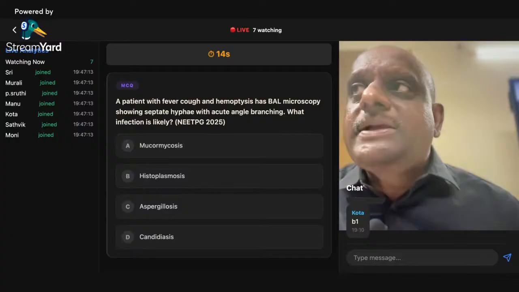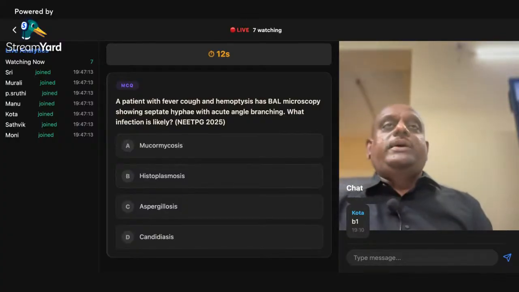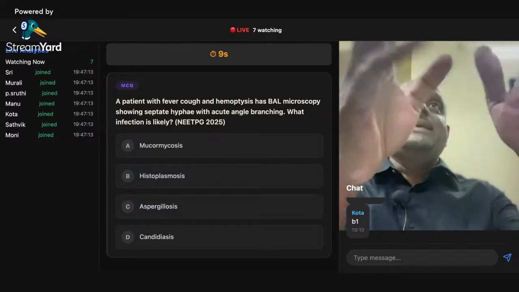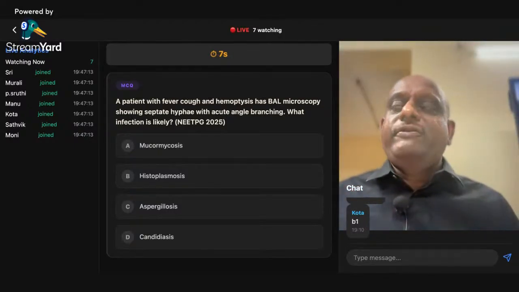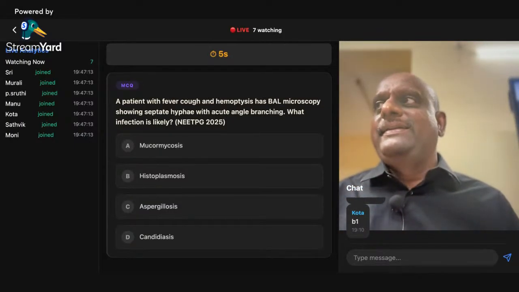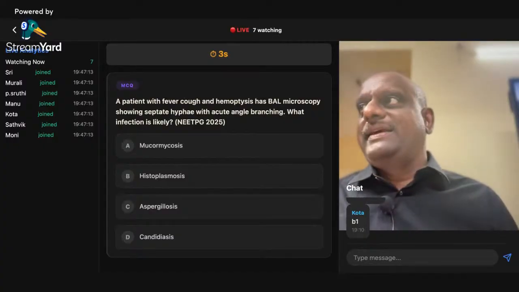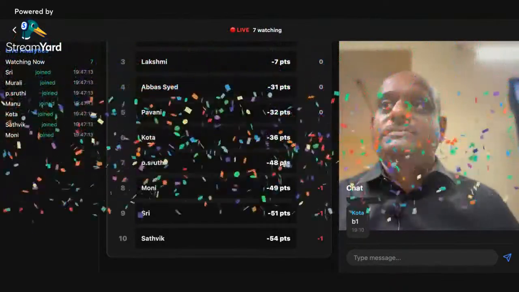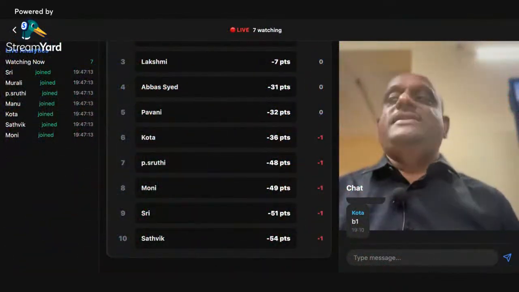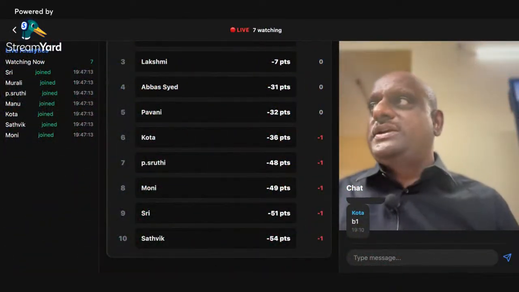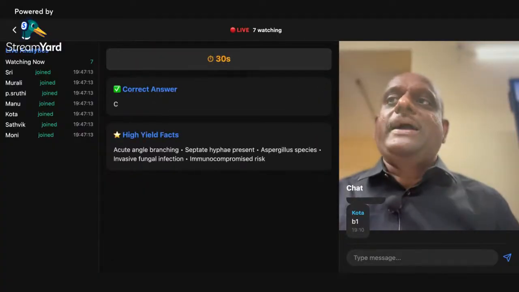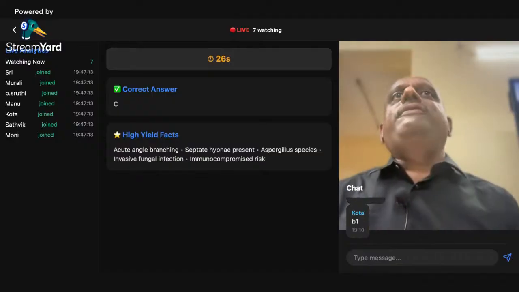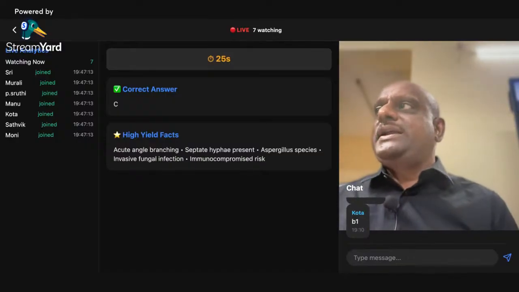Fever, cough, hemoptysis, BAL microscopy showing septate hyphae with acute angle branching. Acute angle is the clue. For acute angle septate hyphae, you should remember aspergillosis. Aspergillosis is what you need to remember. Acute angle branching, septate hyphae, invasive fungal infection is aspergillus.